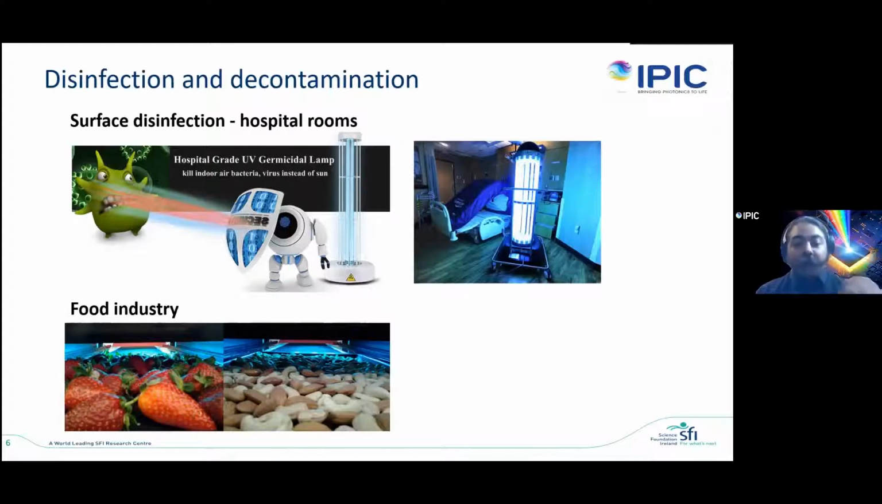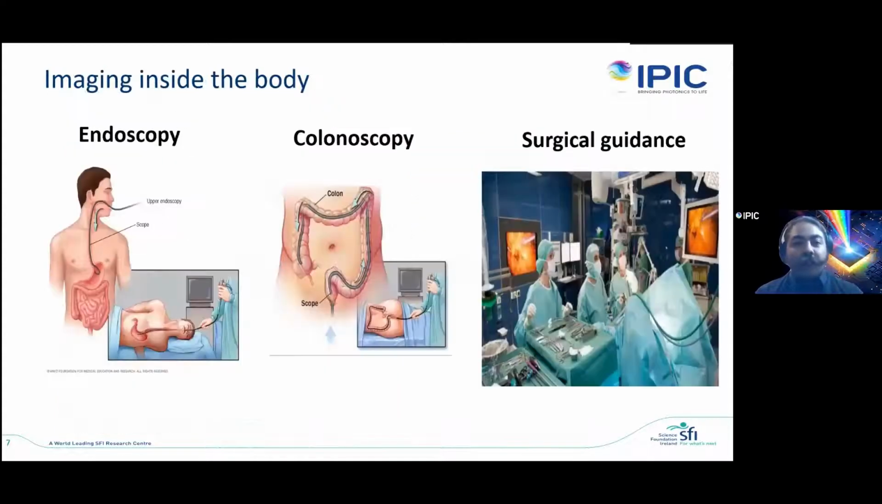And biophotonics is also successful in imaging inside the body. So we could use a scope to look into the gastrointestinal tract. We could look into ulcerations, infections, tumors, and so on, with several procedures such as endoscopy and colonoscopy.